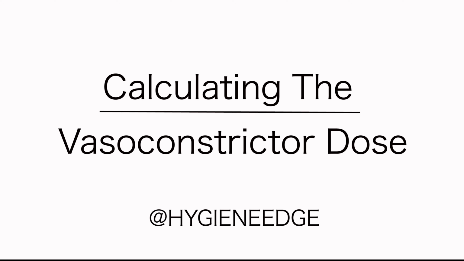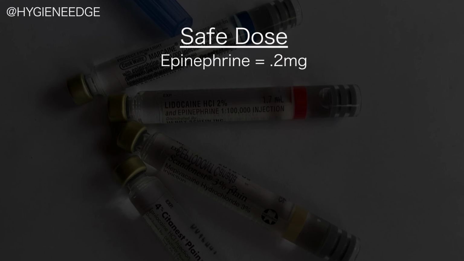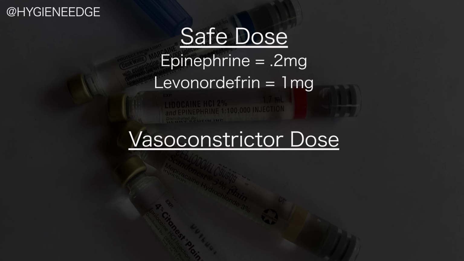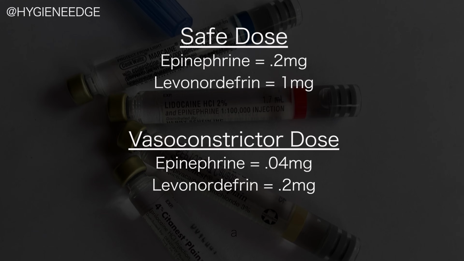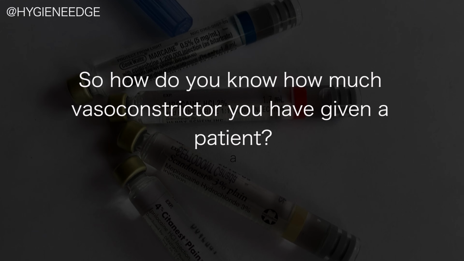The standard safe vasoconstrictor dose for epinephrine is 0.2 milligrams and 1 milligram for levonordefrin. Yet the cardiac dose for both of these is much lower, at 0.04 milligrams for epinephrine and 0.2 milligrams for levonordefrin. So how do you know how much vasoconstrictor you have given a patient?